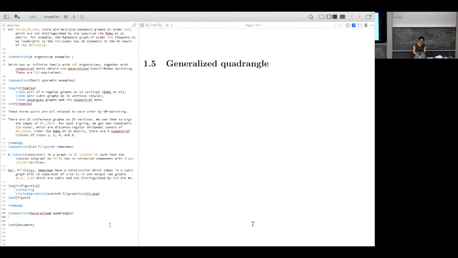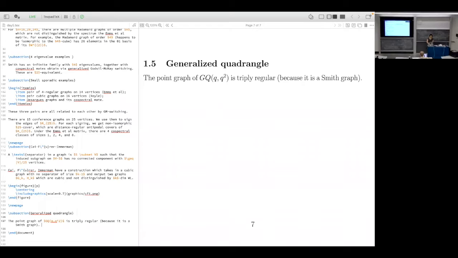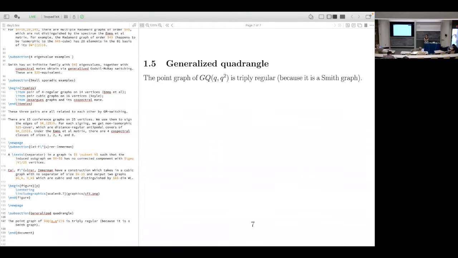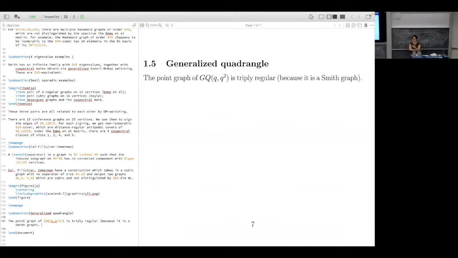So the generalized quadrangle GQ, the point graph of GQ(q, q squared). This is going to be triply regular because it is a Smith graph, by which I mean that one of the Krein parameters vanishes. So this has to be triply regular when it exists. And there is a possibility of having a non-isomorphic pair of them, and the first time that such a thing occurs is for q equals 5.